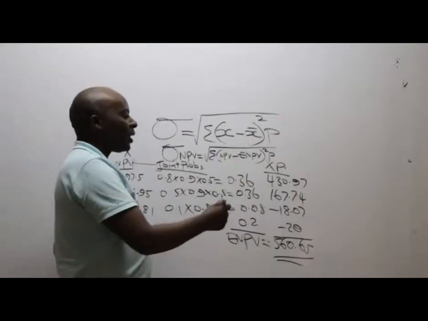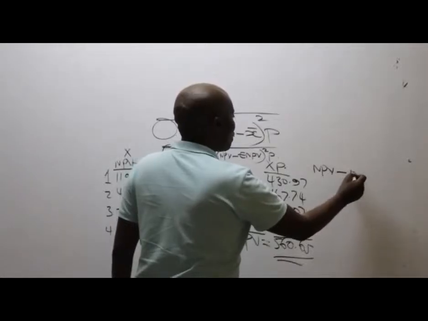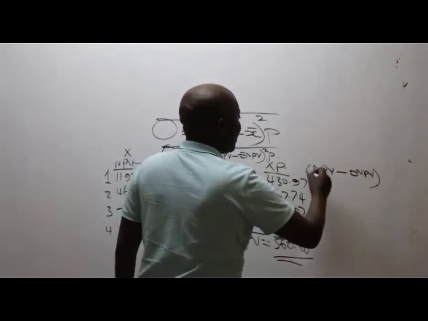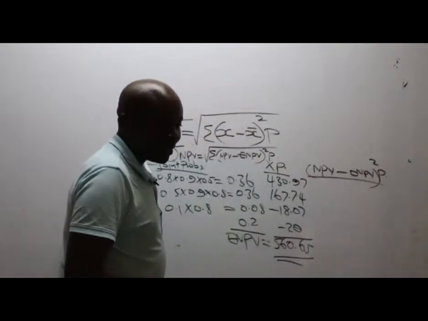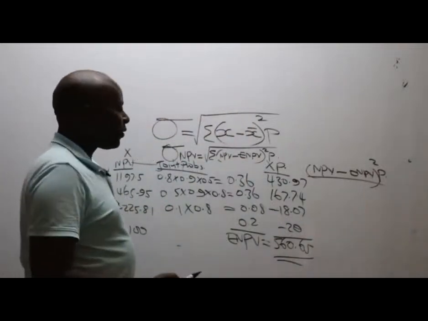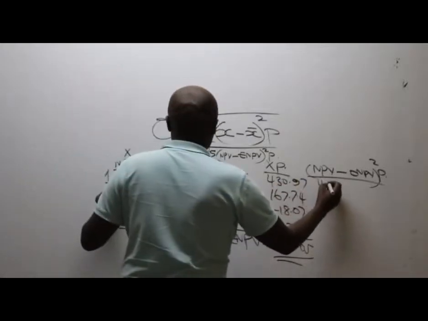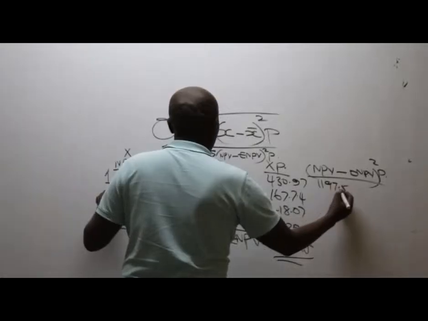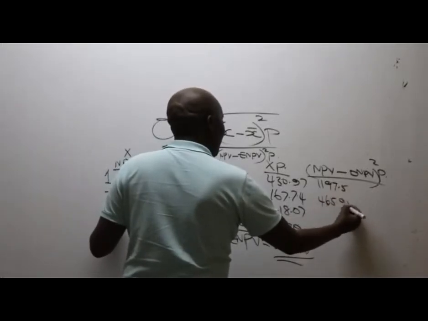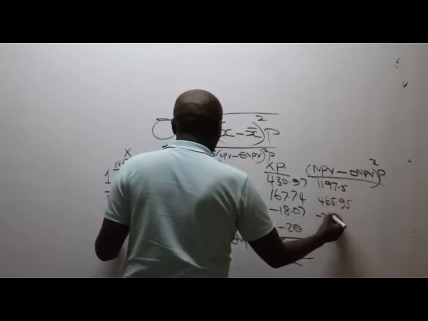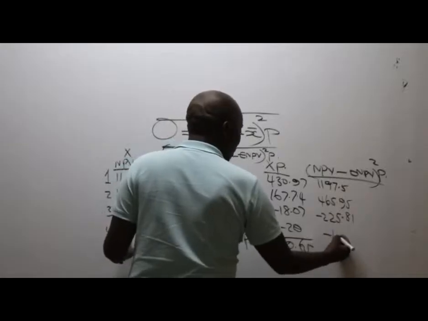So then create a column here of NPV minus expected NPV squared times probability. Create a column like that. We start with the NPVs. They are here, I'm simply copying them down: 1197.5, 465.95, minus 225.81, and minus 100.